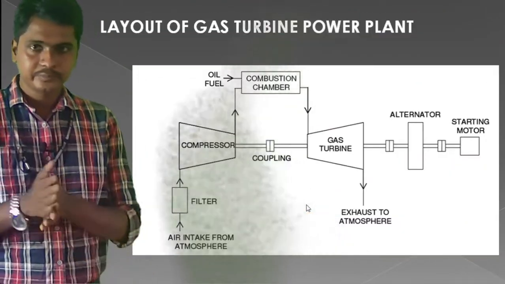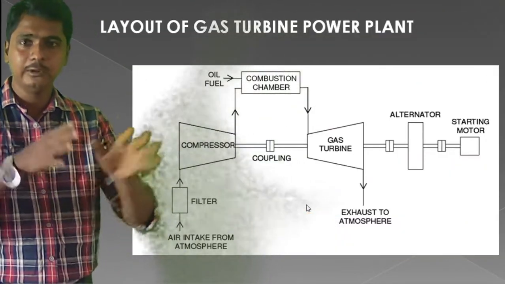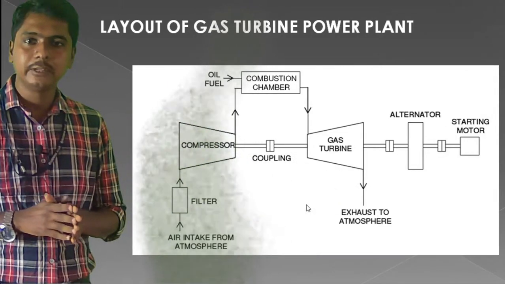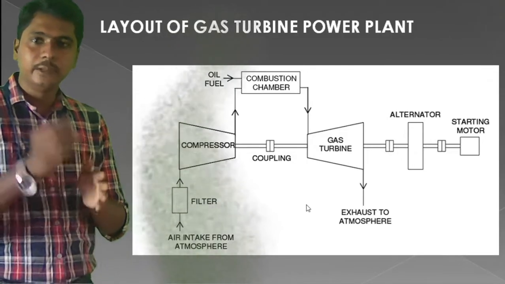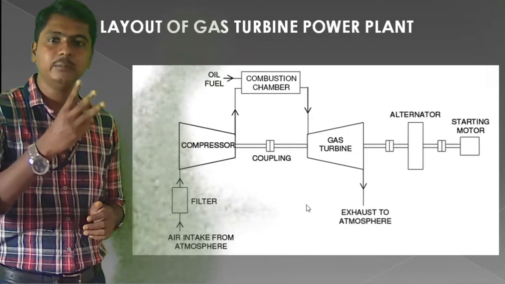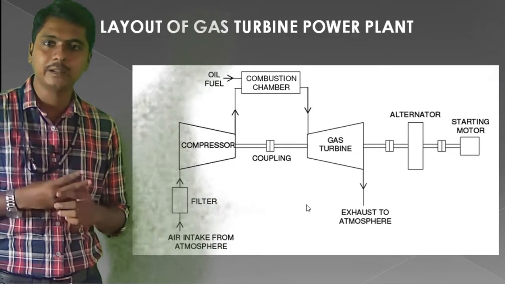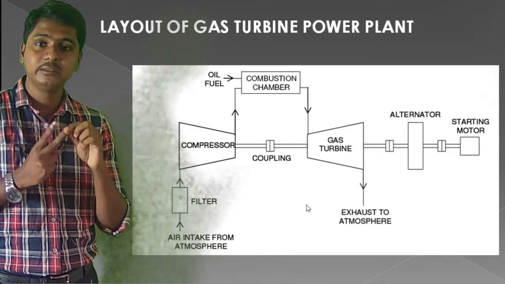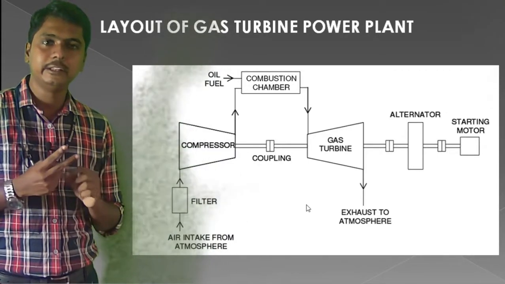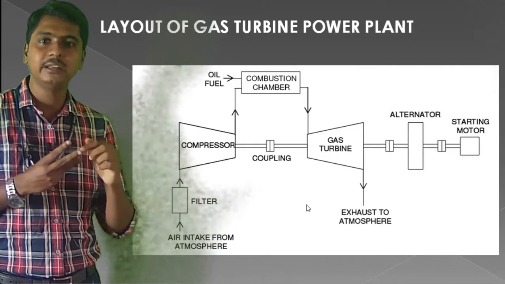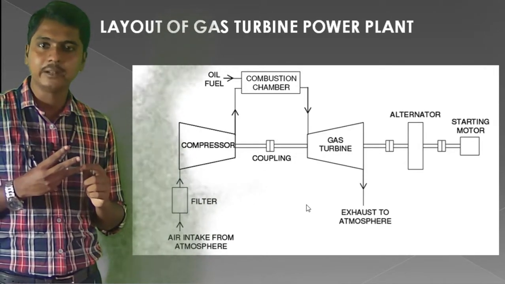Now I will give you a complete layout of a gas turbine power plant. If you look at the main components, there are basically three main components of a gas turbine power plant: one is the compressor, the second is the combustion chamber, and the third is the gas turbine. These are the three main auxiliaries of a gas turbine power plant.